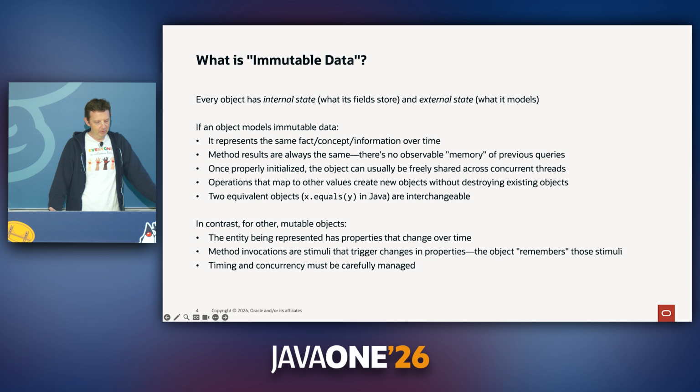Immutable data, once it's properly initialized, can usually be freely shared across concurrent threads, because there are no interactions that need to be synchronized that would change what the thing is. Operations that map to other values create new objects without destroying existing ones. So if I have two numbers and I add them, I'm not going to return the original number modified. I'm going to create a third number.